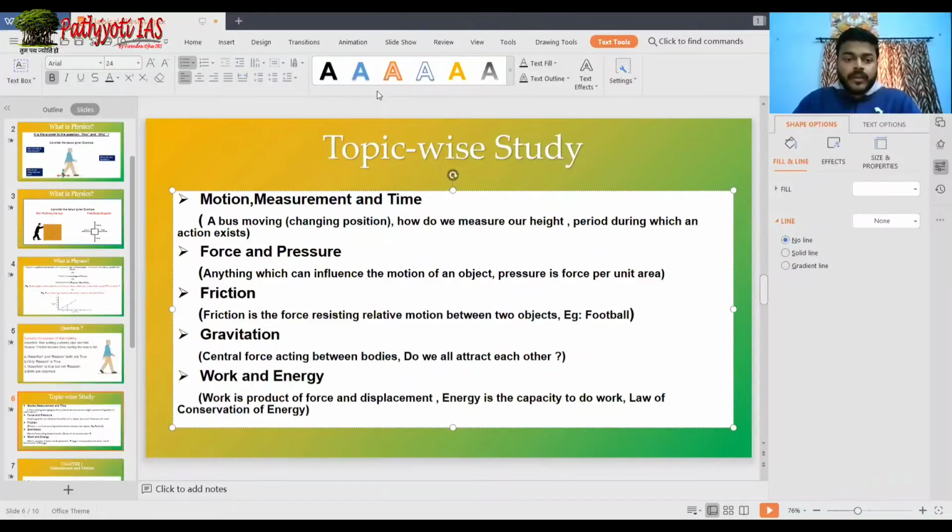Okay, so moving on. Friction, that we have already discussed with too many examples. Three examples I've taken to discuss what is friction. If you still have any doubt in friction, then please let me know.